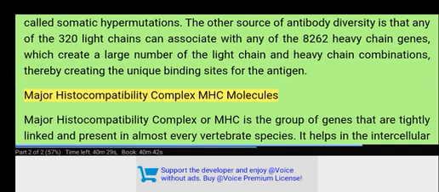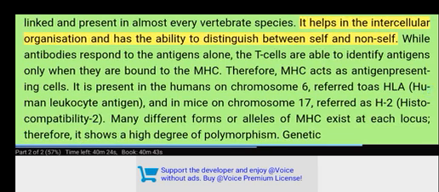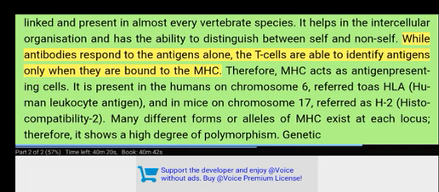Major histocompatibility complex (MHC) molecules. Major histocompatibility complex or MHC is a group of genes that are tightly linked and present in almost every vertebrate species. It helps in intercellular organization and has the ability to distinguish between self and non-self. While antibodies respond to antigens alone, T cells are able to identify antigens only when they are bound to the MHC. Therefore, MHC acts as an antigen-presenting molecule.